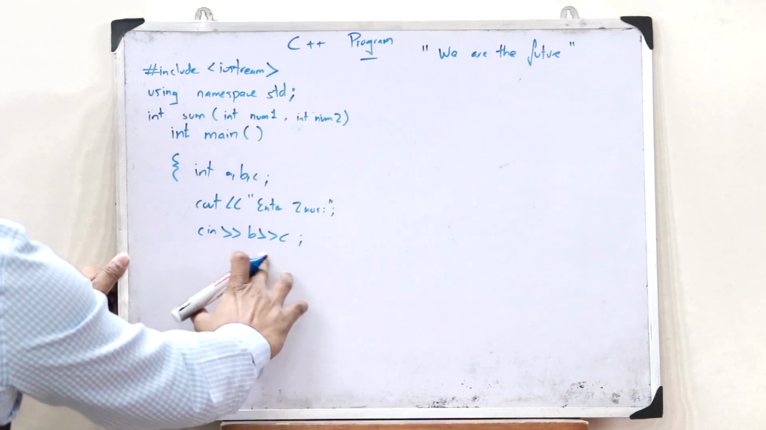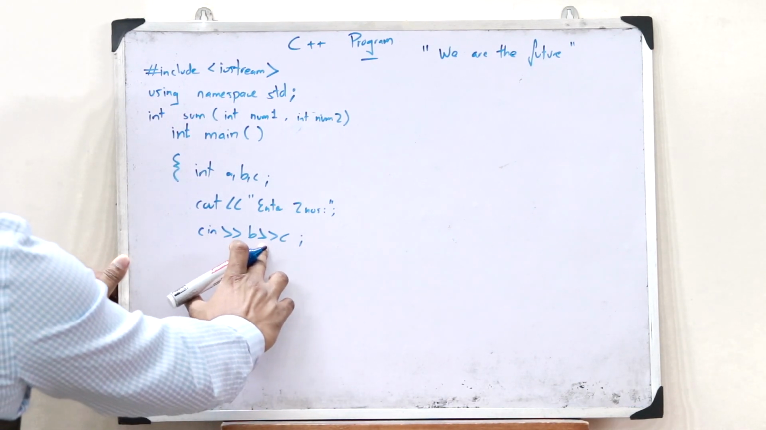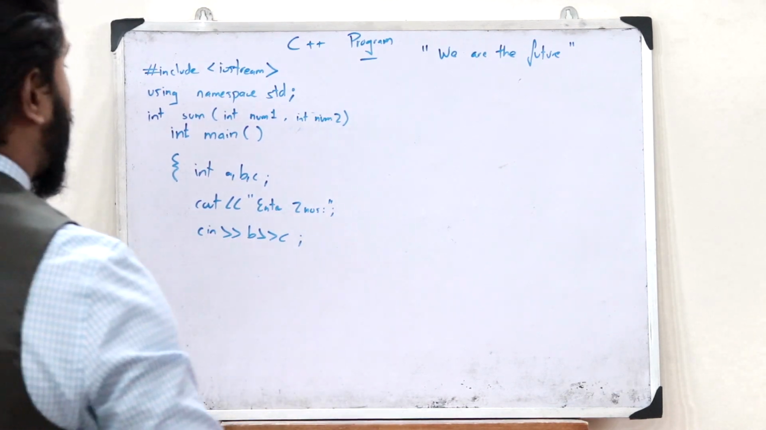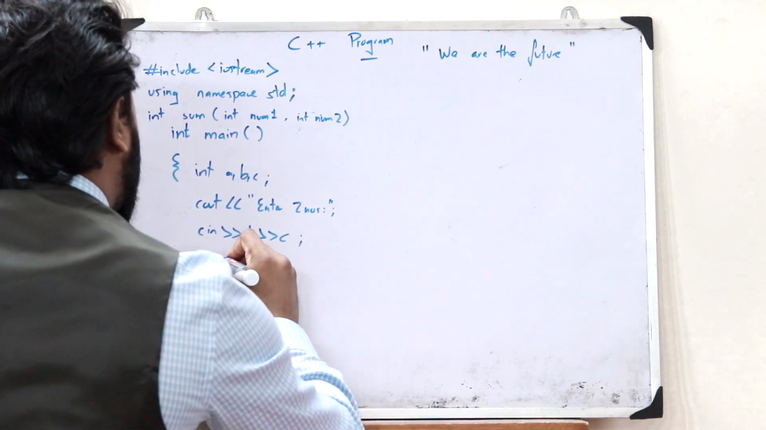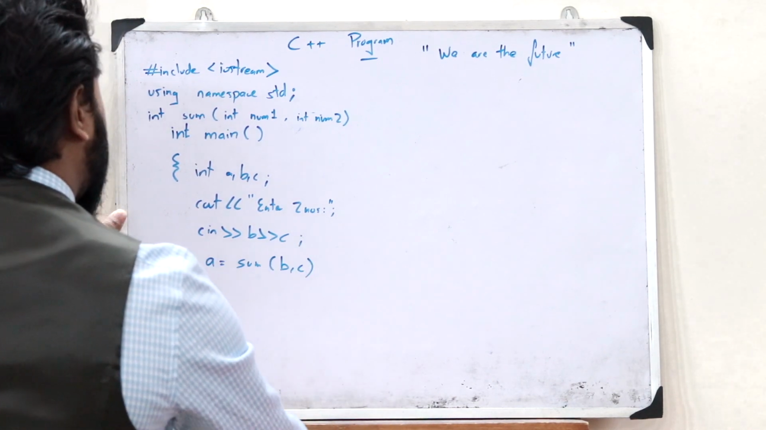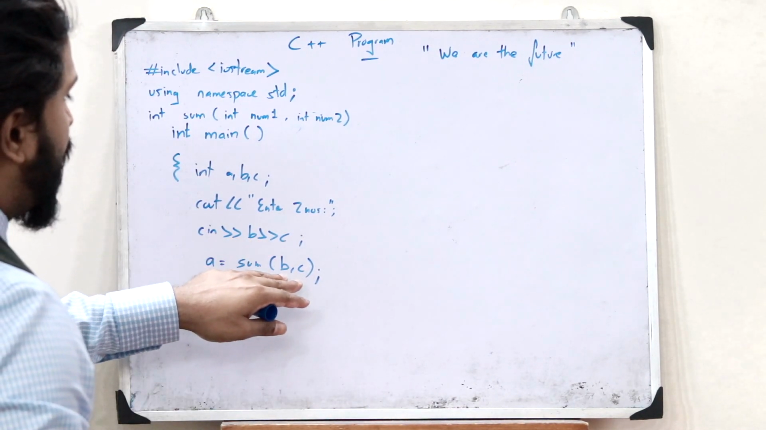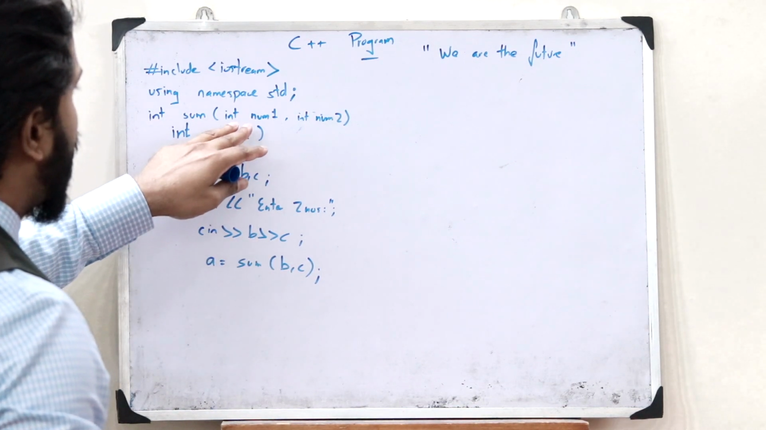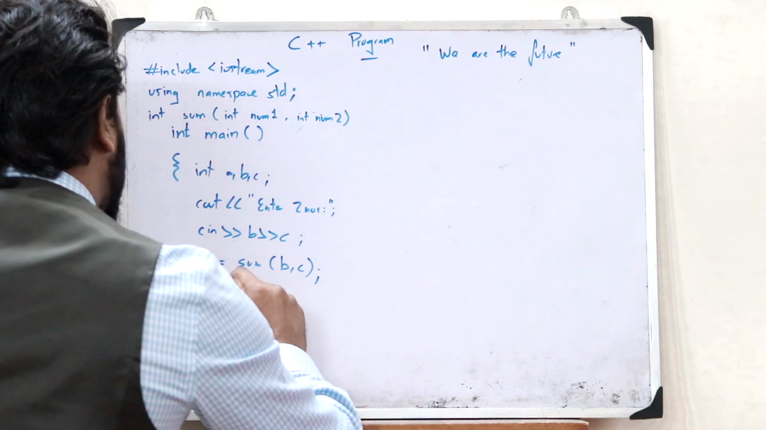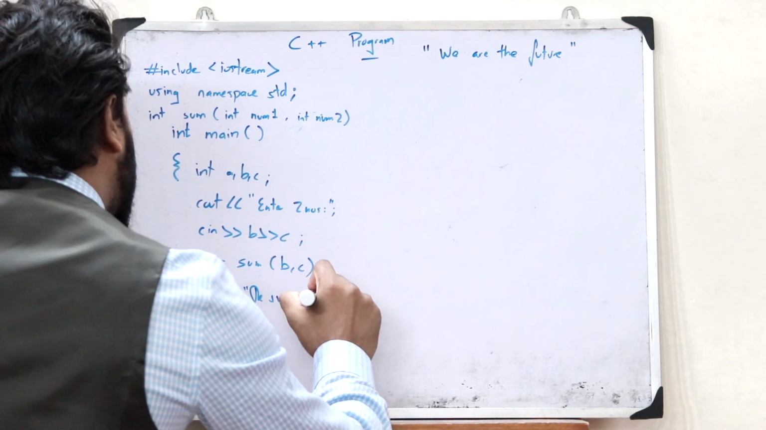So this is called cascading. We can use a single operator and do it twice like this. So it will first input the value of b and then it will input the value of c. So now after this, let us write a is equal to sum of b comma c. So now whatever happens as parameters b and c in this particular function will be stored onto the integer a. And now cout the sum is a.